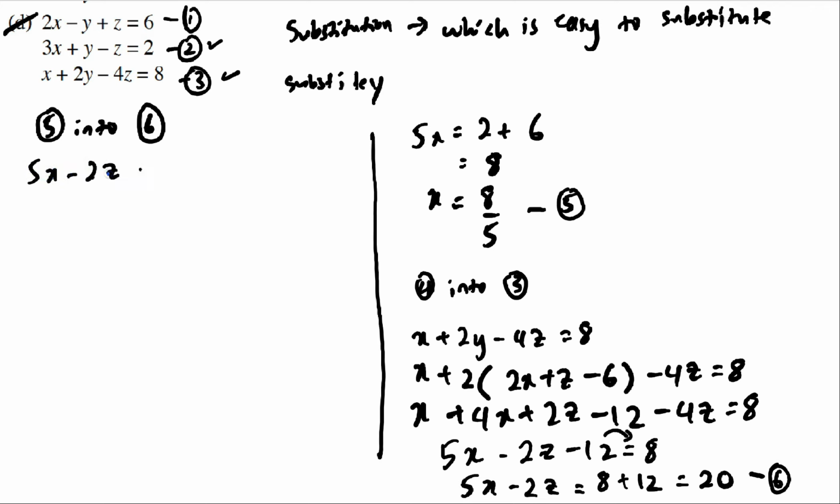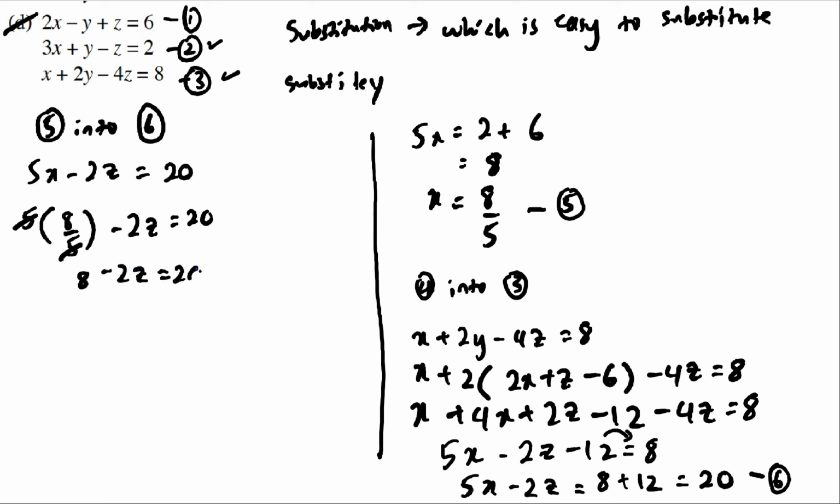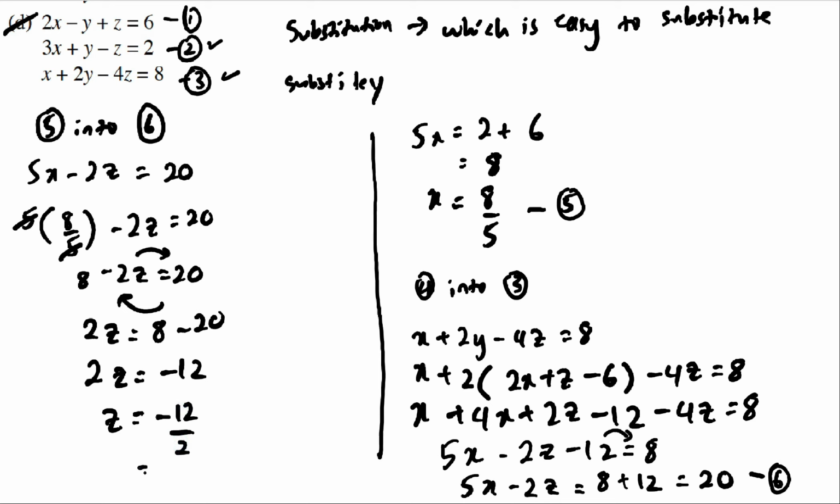5x minus 2z is equal to 20. When x is equal to 8 over 5, 5 times 8 over 5 minus 2z is equal to 20. This one, 8 minus 2z is equal to 20. 2z changes to this area, negative becomes positive 2z. At this area we have 8 left, and 20 when it moves to the other side becomes negative 20. 2z is equal to 8 minus 20, which is negative 12, and z is equal to negative 12 divided by 2, which is negative 6.